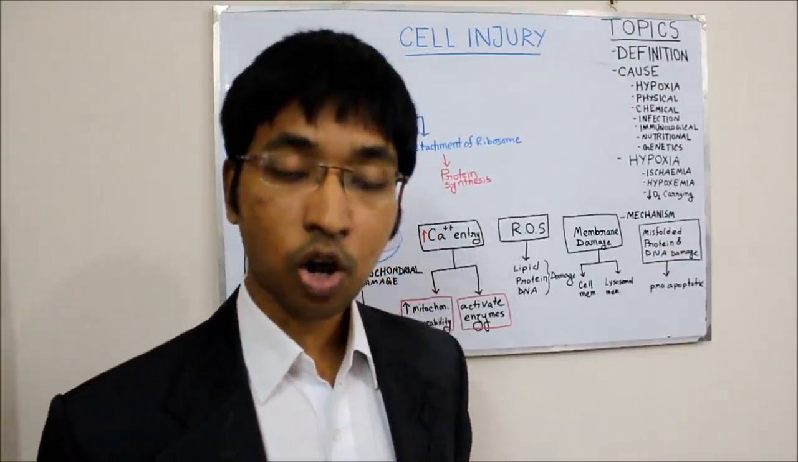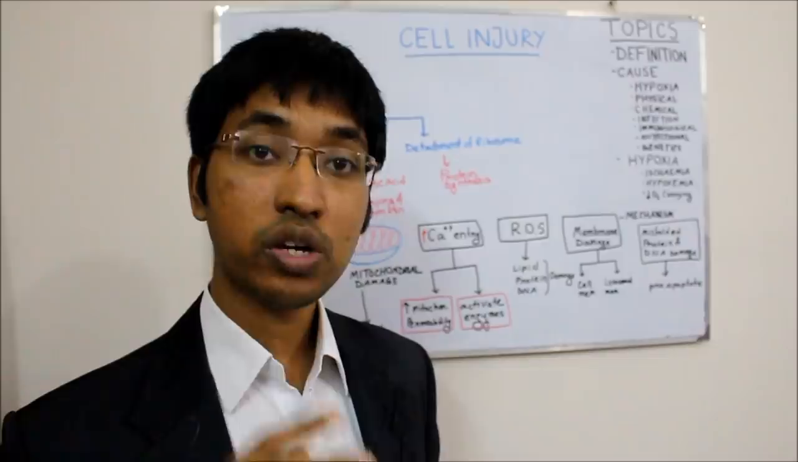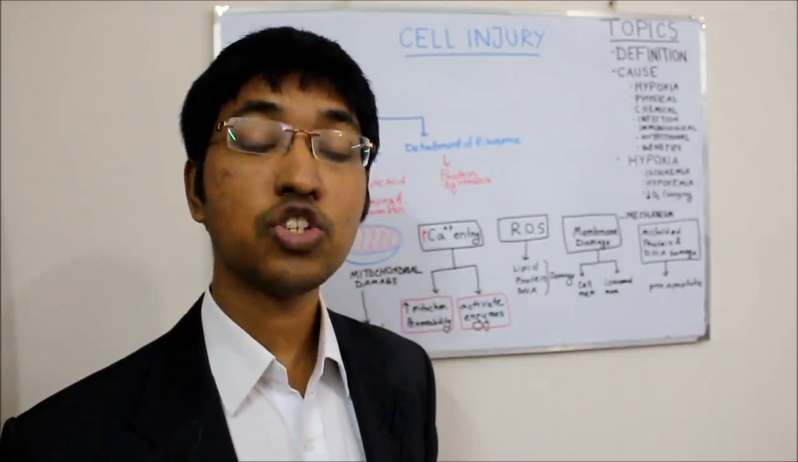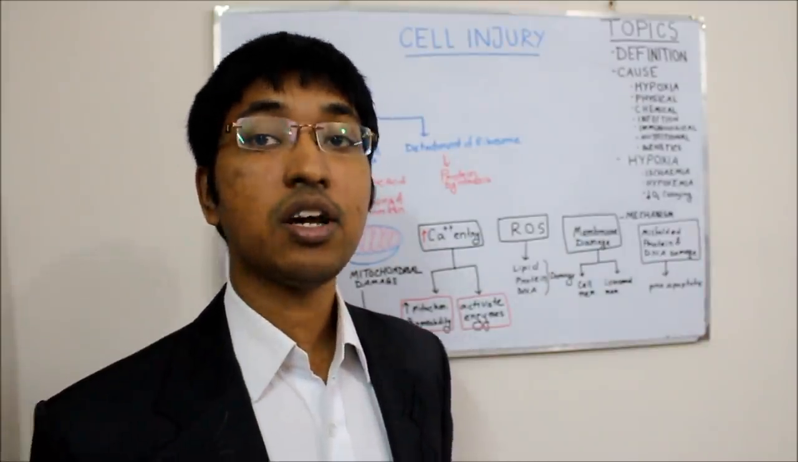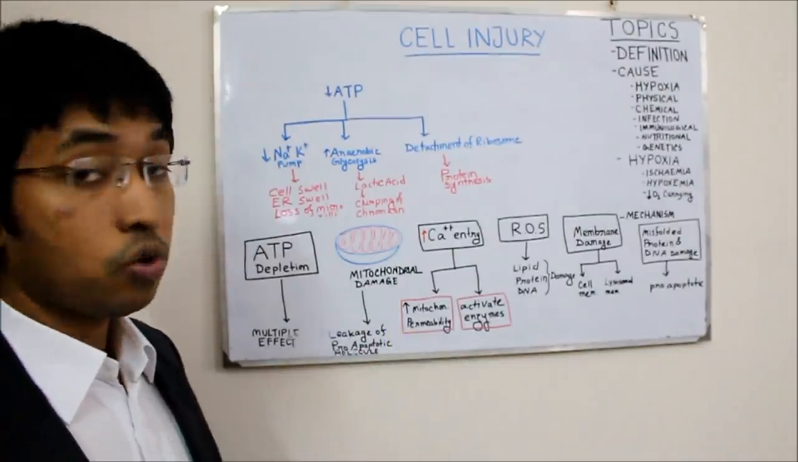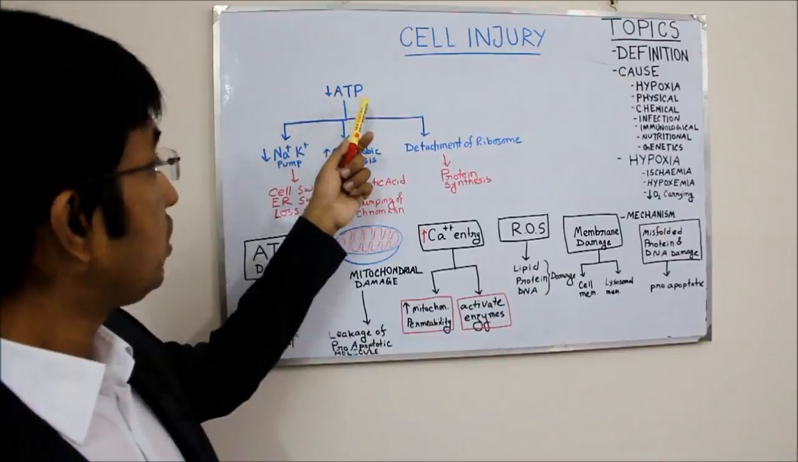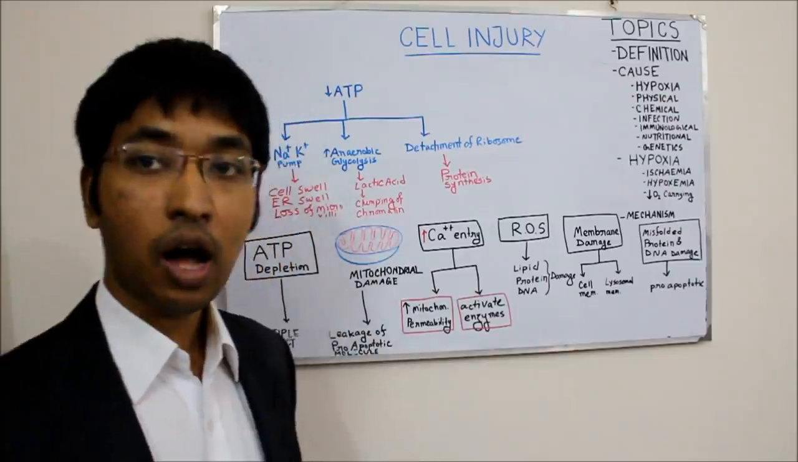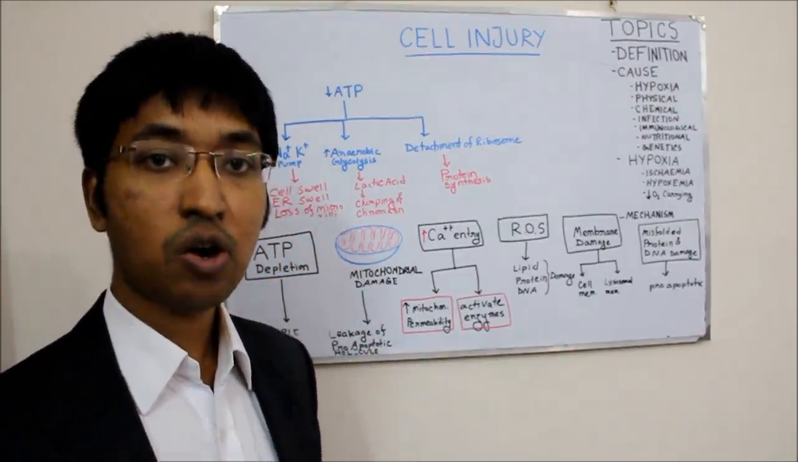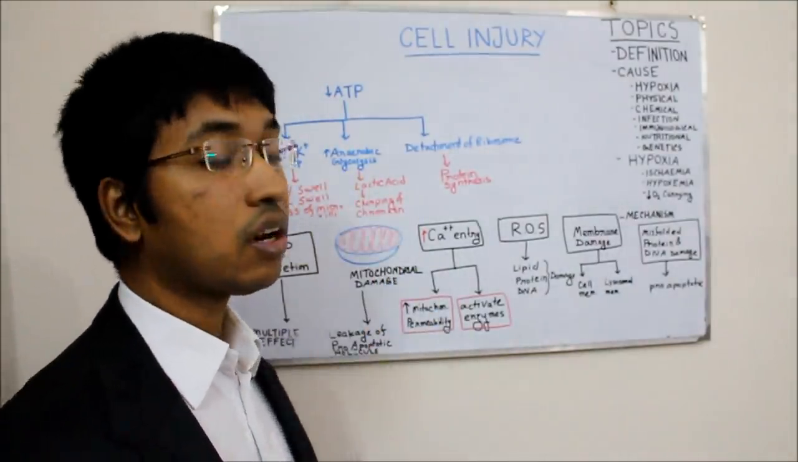Recall that we said the commonest cause of cell injury was hypoxia. In hypoxia, as there is lack of oxygen, the electron transport chain cannot function properly, so we are having a reduced amount of ATP. Now what will that do? If you look at the image I have drawn here, when we are having reduced ATP, our body needs to generate ATP. So how will we generate ATP without oxygen? That is something known as anaerobic glycolysis.